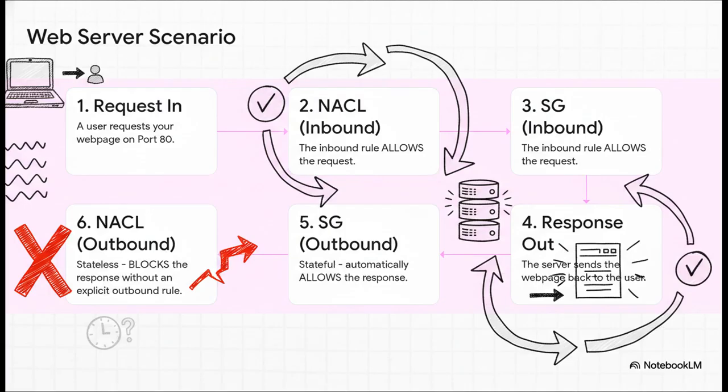This scenario right here is the classic exam trap. A user asks for your website. The request comes in, the NACL allows it, the security group allows it, great. Your server prepares the web page to send back. The stateful security group says, oh yeah, I remember this conversation, go ahead. But then, the packet hits the stateless NACL on the way out. The NACL has totally forgotten about the original request and blocks the traffic, unless you've specifically created an outbound rule to allow it.